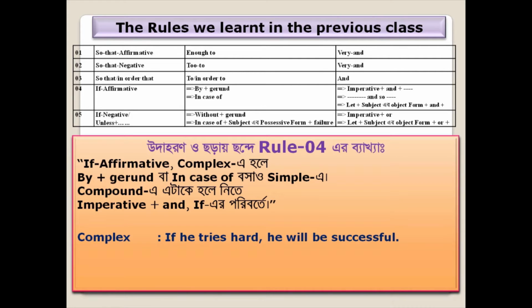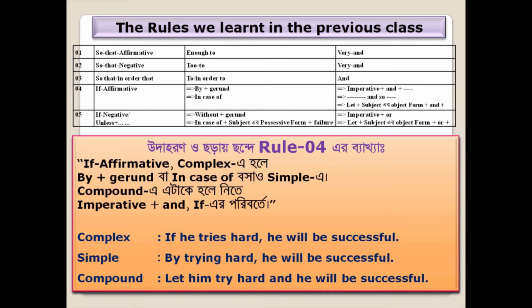For example, complex, if he tries hard, he will be successful. Simple, by trying hard, he will be successful. Compound, let him try hard and he will be successful.